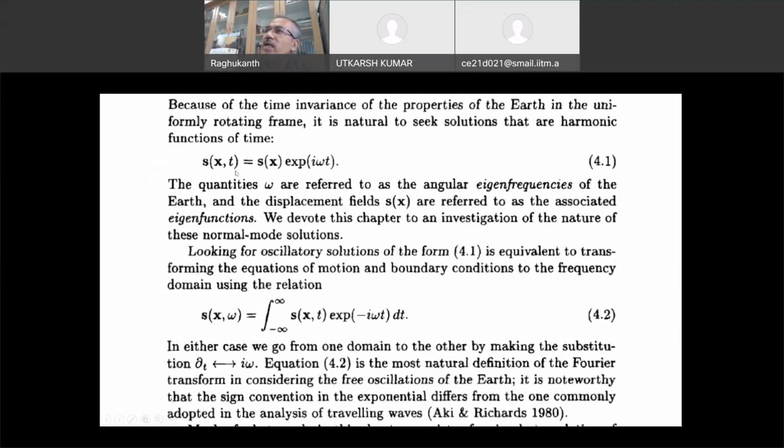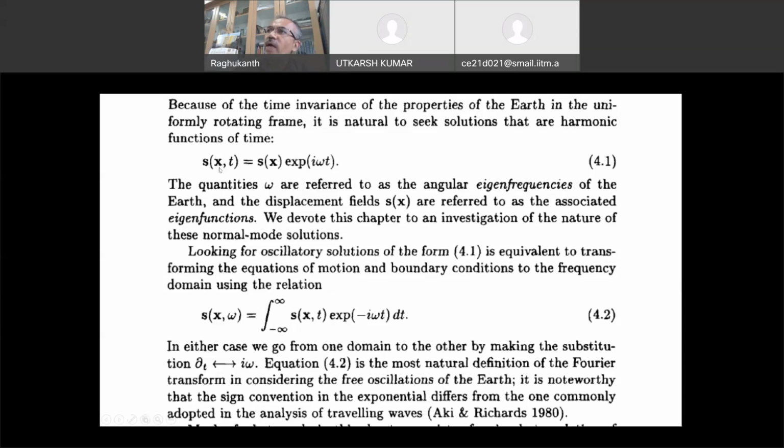Yes, s of x comma t. Okay, so we have the data set. The data has been recorded at many places, and of course it is a function of time. So we have an instrument in Chennai, we have an instrument in Trivandrum, and if some earthquake has occurred, we have data at all these places. So that's what I'm writing as s of x comma t itself, okay. So x is the location, it's a vector, and t is the time.